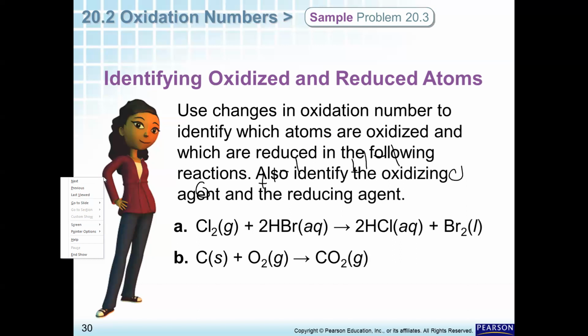Now Cl was 0 and became -1. What is this? A decrease. Then chlorine has been reduced and it is an oxidizing agent. What about the Br? It was -1 and became 0. That is an increase. So hydrogen bromide has been oxidized into Br2. Okay.